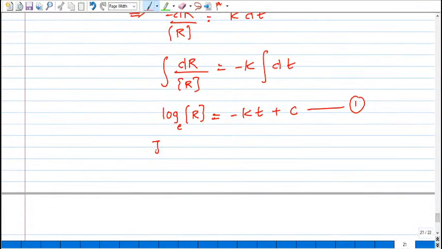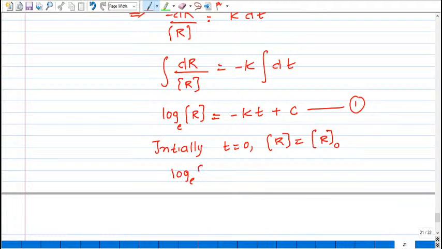Then initially, you know the condition. What is the condition initially, my dear Sushmita, Ashwini, you are there in the line? I hope you know very well the initial condition is t is equal to 0, and the value of R is taken as R naught. If you apply this condition, we get log base e R naught is equal to C, because t will become 0. Equation number 2.